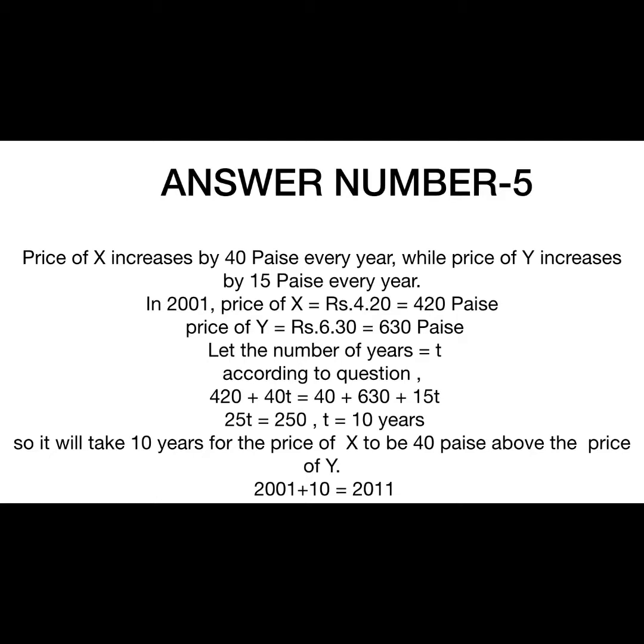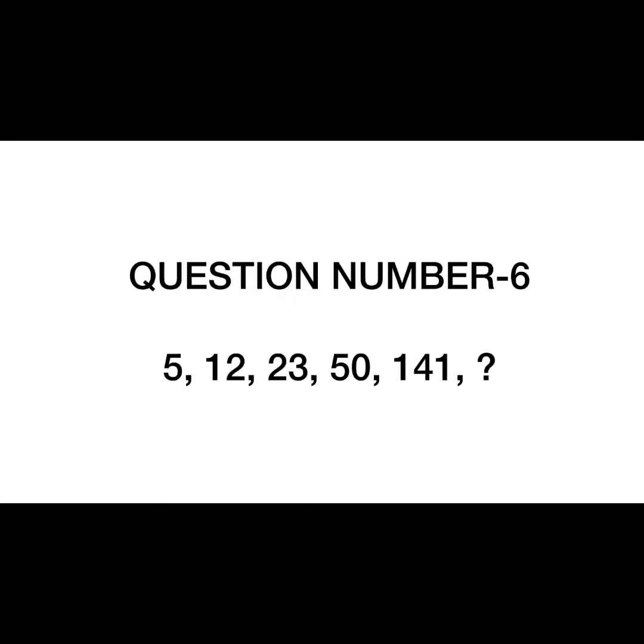According to the question, 420 plus 40t is equal to 40 plus 630 plus 15t, which gives 25t is equal to 250, and we will get t is equal to 10 years. Current year is 2001, so after 10 years X will be 40 paise above the price of Y. So the year is 2011.